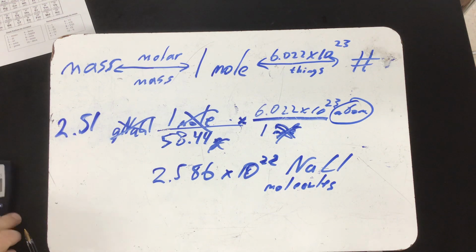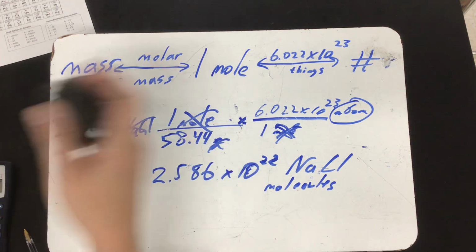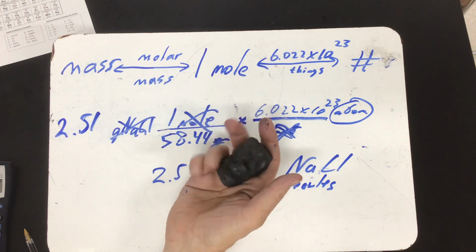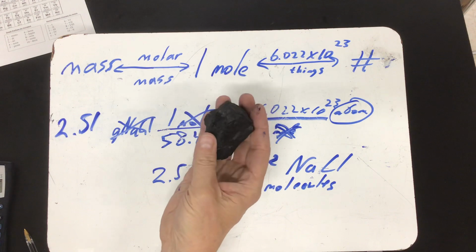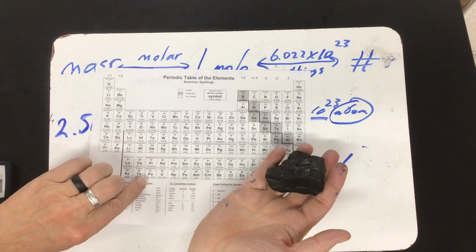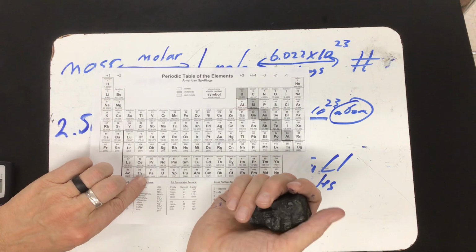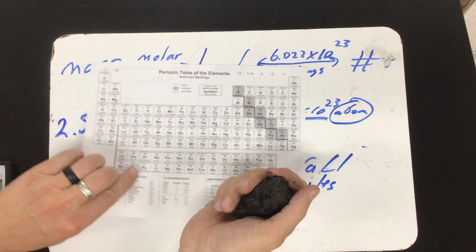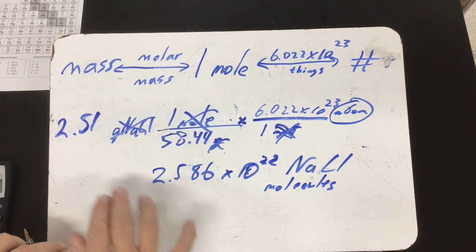And that's it. But what I'm going to want you to do now is you are going to write on a piece of paper somewhere. You're going to do this calculation, but this time you're going to do it for this chunk of charcoal, which is pure carbon. So you're going to have to look up the molar mass of carbon. If you don't have your periodic table with you, you can certainly find it online.